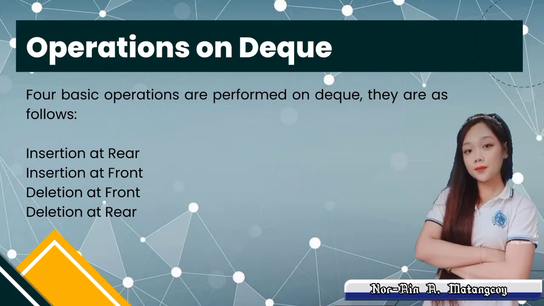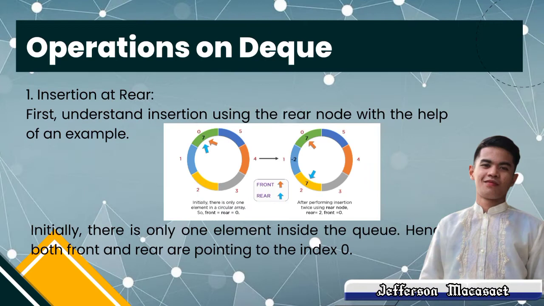Operations on Deque. Four basic operations are performed on Deque. They are as follows: insertion at rear, insertion at front, deletion at front, deletion at rear. To implement Deque using a circular queue, you should be able to implement the insertion and deletion at both ends of the queue. Let's begin with implementing insertion at both ends.